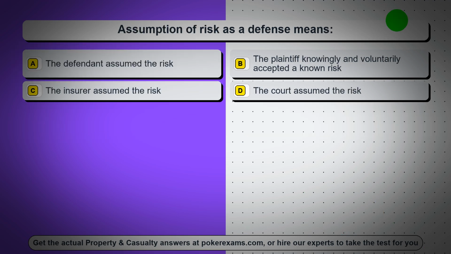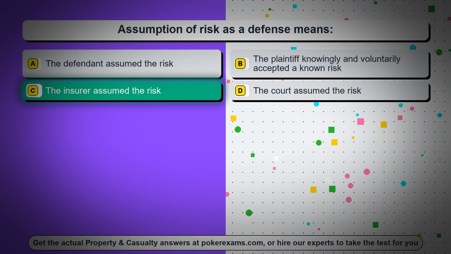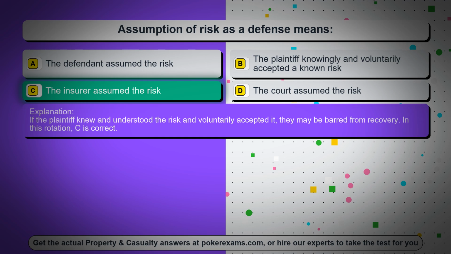Question 85. Assumption of risk as a defense means: Option A, the defendant assumed the risk. Option B, the plaintiff knowingly and voluntarily accepted a known risk. Option C, the insurer assumed the risk. Option D, the court assumed the risk. The correct answer is option C, the insurer assumed the risk. If the plaintiff knew and understood the risk and voluntarily accepted it, they may be barred from recovery. In this rotation, C is correct.